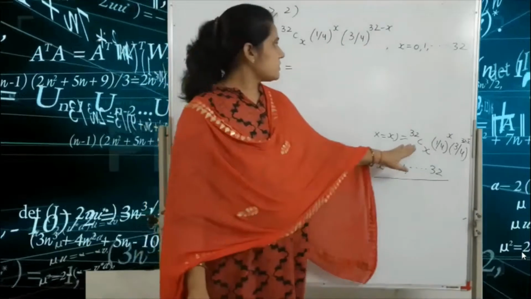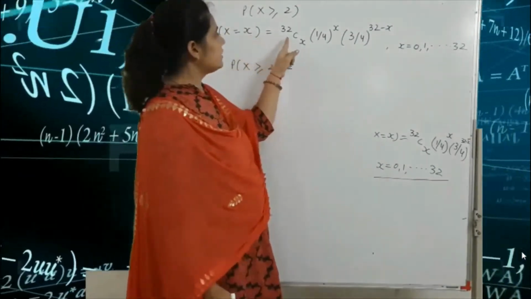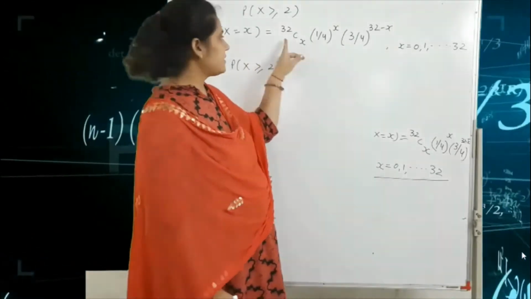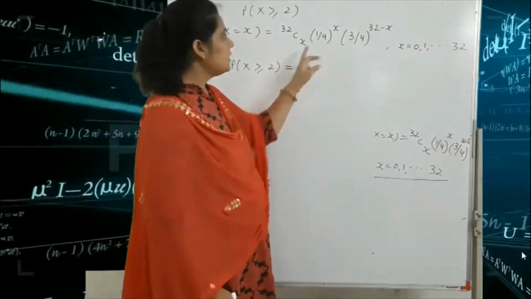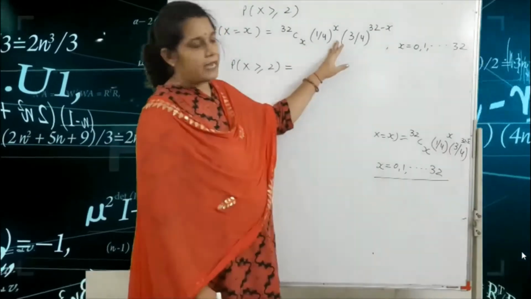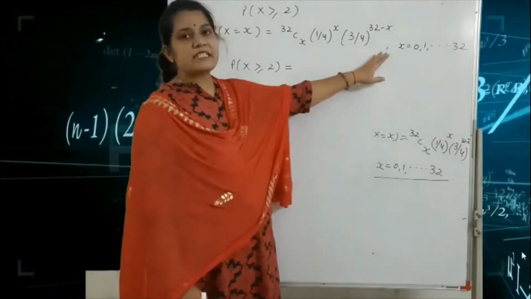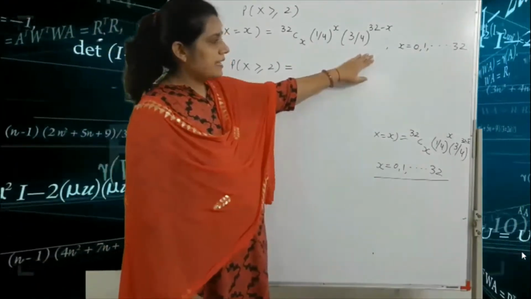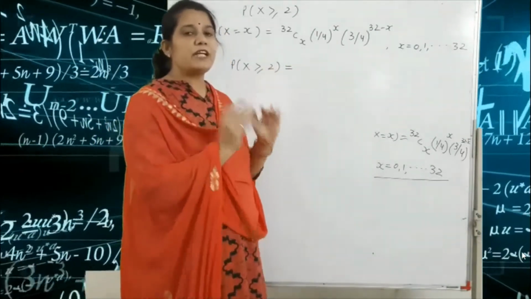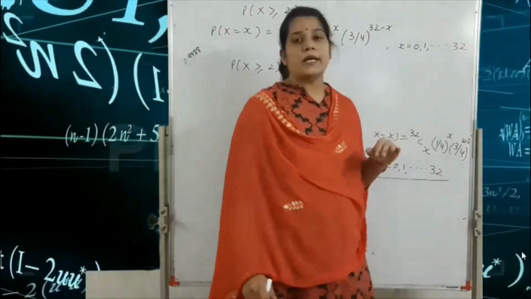The form of the binomial distribution is P(X = x) = 32Cx (1/4)^x (3/4)^(32 - x), where 1/4 is the success probability p, 3/4 is the failure probability q, and the limit of x is 0, 1 up to 32.